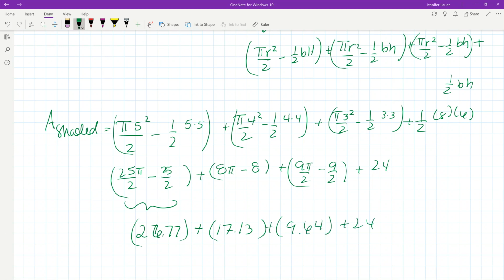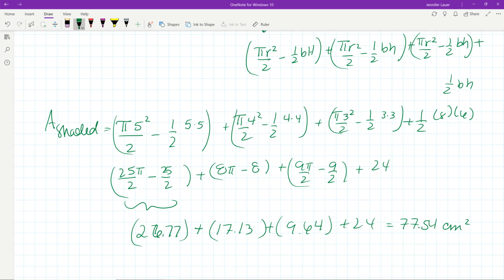So now we're just going to add these all up. So it's 26.77 plus 17.13 plus 9.64 plus 24. And my answer is going to be about 77.54. And the dimensions are in centimeters.